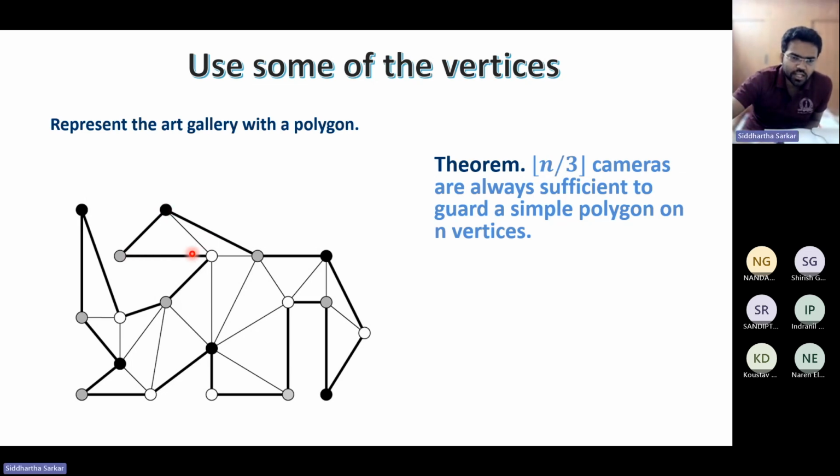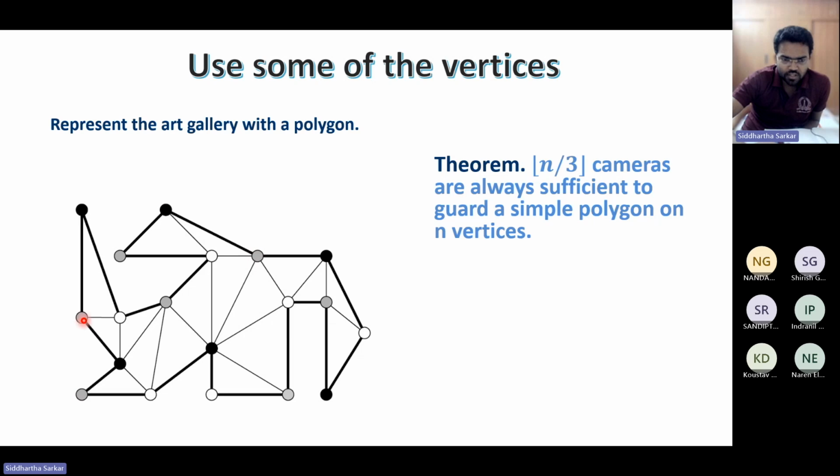So for every triangle, how many vertices do you have to pick? One vertex. One vertex is sufficient. Now, how many triangles are there? So only n minus 2 triangles are there. So (n minus 2) by 3 is sufficient. Okay, so therefore there is the theorem, which is the first part of the art-gallery theorem, that n by 3 cameras are always sufficient.